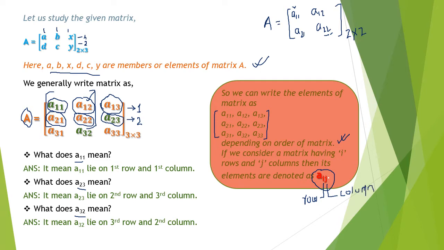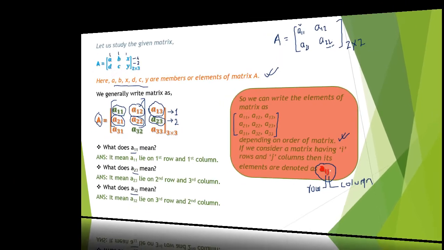Okay, now let's move to another slide. Explanation of Aij. Now how will it be explained? It is a position or location of an element.